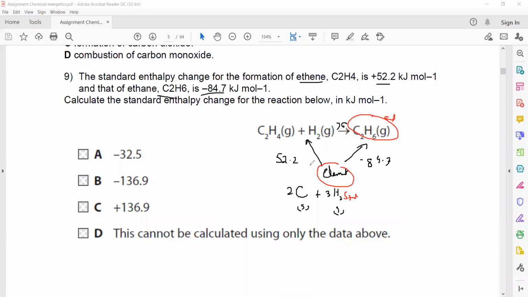So when we follow route 1 or route 2, the energy change will be the same. So it will be 52.2 plus x equals minus 84.7. This is minus 84.7. On the other side, the 52.2 is positive, on the other side it will be negative. So 84.7 minus 52.2. So the answer for this one will be negative 36.9. That is the enthalpy change for hydration of this, or enthalpy change of the reaction.